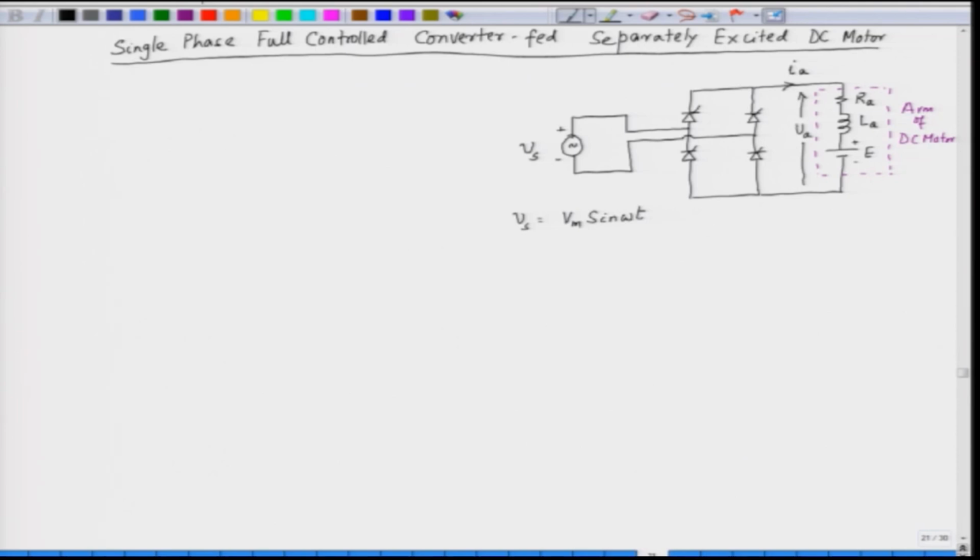Now, this particular converter can operate in two different modes. One is called continuous current operation, the other is called discontinuous current operation. We will try to see these two in different parts of the lecture. Let us first see discontinuous current operation, so we call this discontinuous armature current.